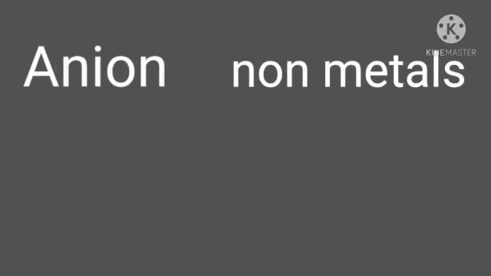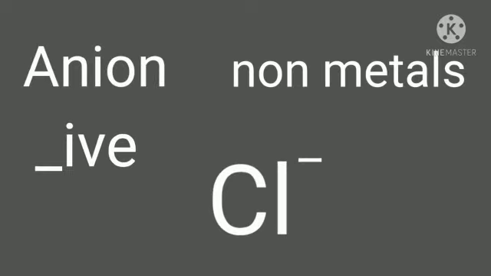Next term is anion. Anion is formed by the type of element non-metals, so it produces a negative charge. Example, Cl-. So Na+ is the example for cation, and Cl- is the example for anion.